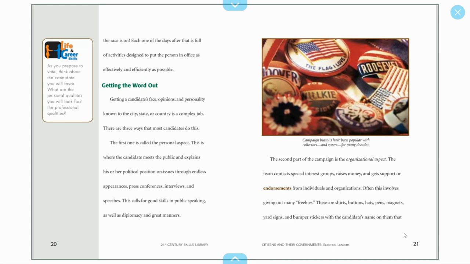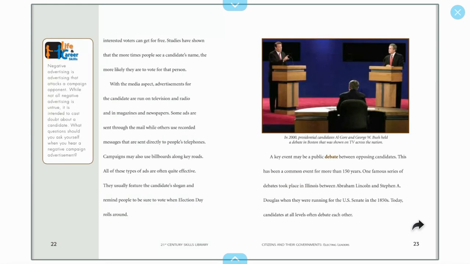The second part of the campaign is organizational aspect. The team contacts special interest groups, raises money, and gets support or endorsements from individuals and organizations. Often this involves giving out many freebies. These are shirts, buttons, hats, pens, magnets, yard signs, and bumper stickers with the candidate's name on them that interested voters can get for free.